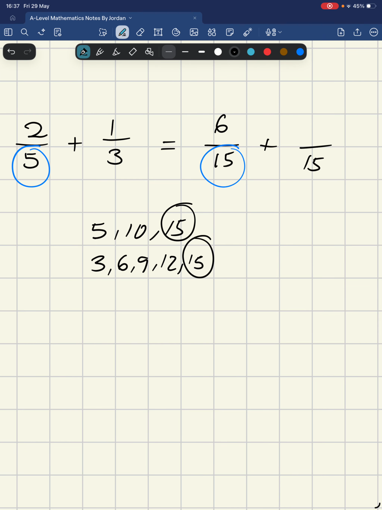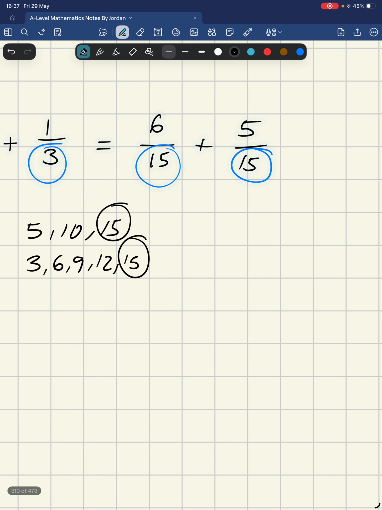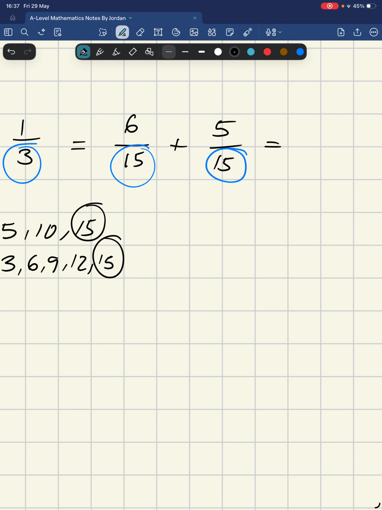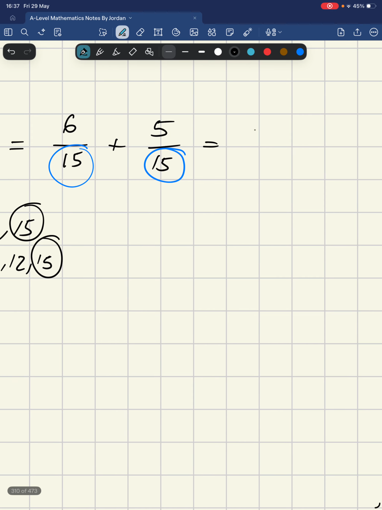Okay, now, if we look at the other one here, we have the 3. To go from the 3 to this 15, we've done 3 times by 5 to get to 15. So we must also times the numerator by 5. So 1 times 5 gives us 5. Now the denominators are the same, we simply add the tops. So that will give us 11 over 15 as our final answer.